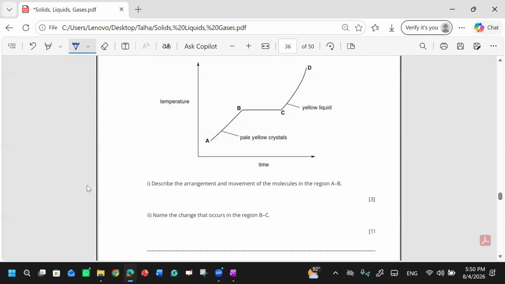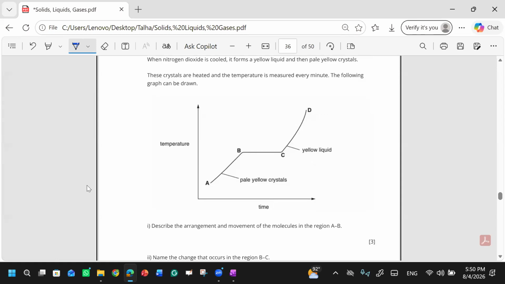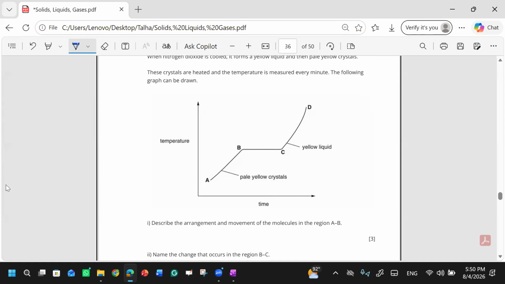In BC, it's the boiling. How is it boiling? Because it goes constant for a bit. Because when constant, B to C. No, wait, it's still going to be when it changes from a solid to a liquid. Pale yellow. Melting. Yes, that is melting.